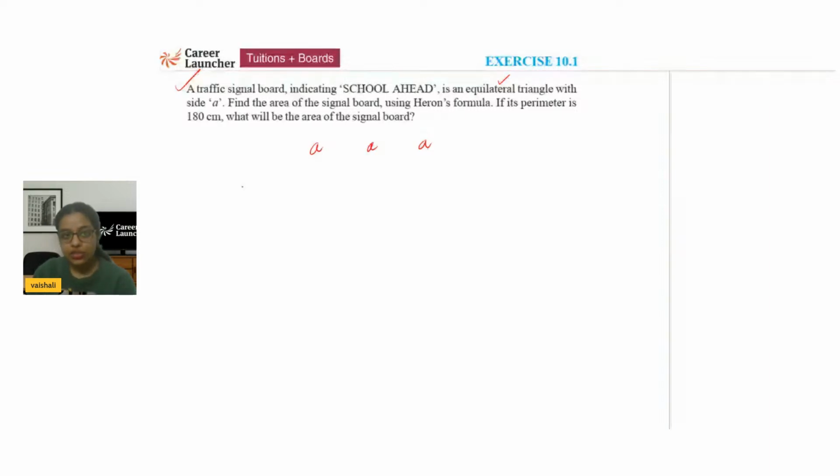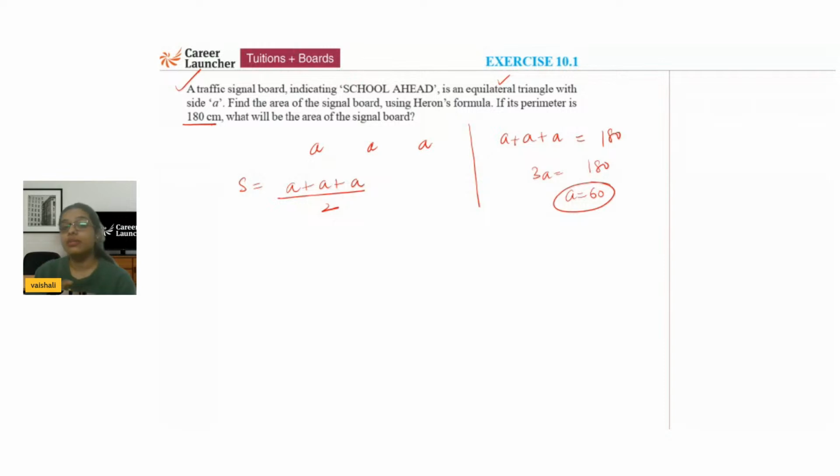Right? So it means this value of small s will be what? The sum of all the three divided by 2. And what is it equal to? ये तो मुझे calculate करना पड़ेगा. But are we aware of the fact कि if I'm adding all of them, the sum of the lengths of all the sides is equal to the perimeter. And what is the perimeter? It is 180 centimeters. So 3a is 180, or a is equal to 60. So this is giving me the value of a.